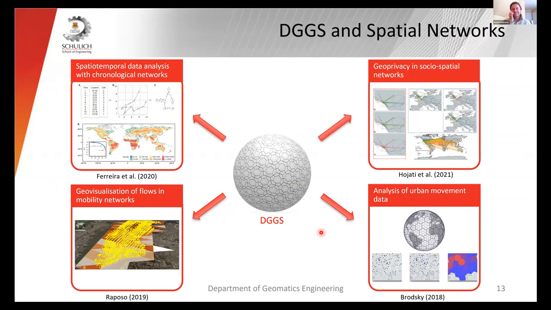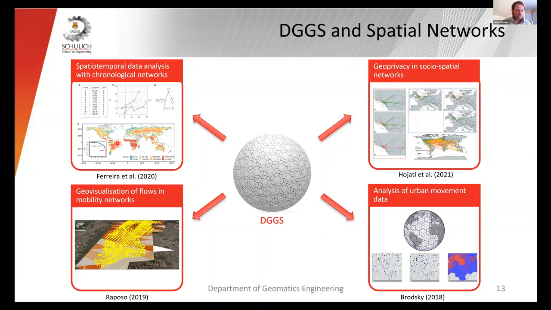So in particular, there appears to be a growing interest lately in using DGGS to construct spatial networks, as well as to analyze and visualize the data at both global and local scales. So just to highlight this growing interest, I've picked out 4 examples just to briefly highlight here.